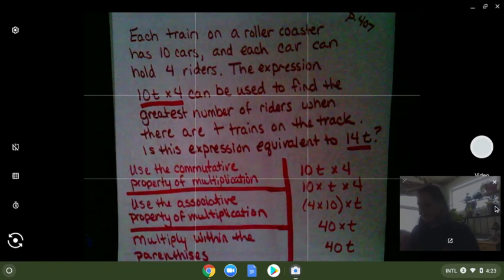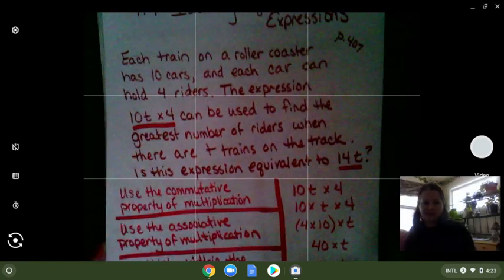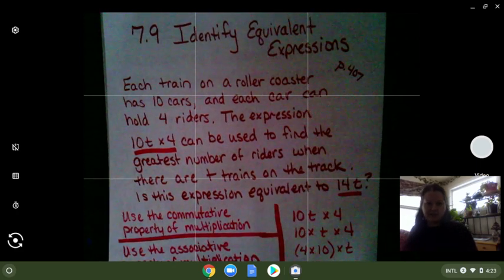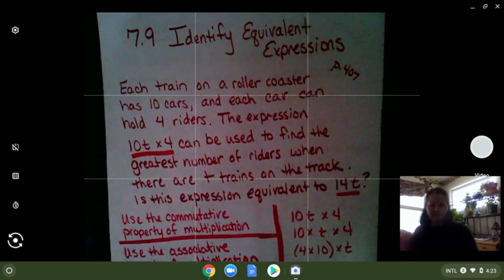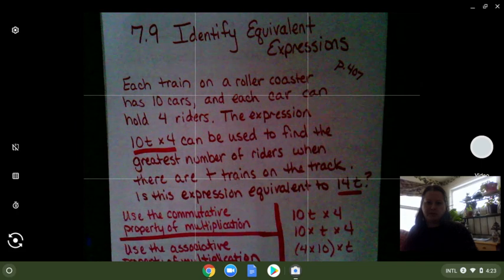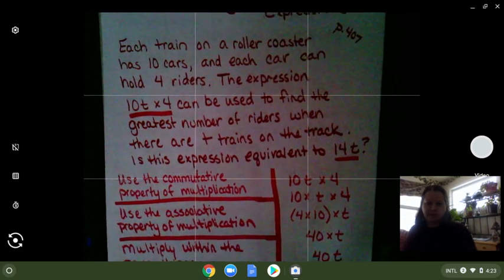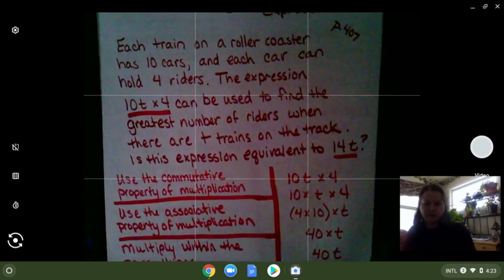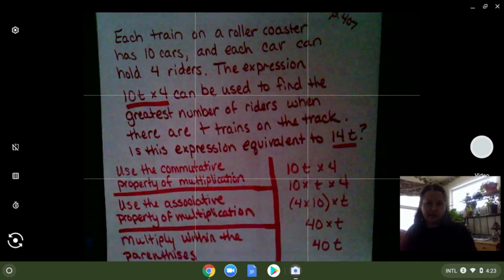Okay, this is the continuation of lesson 7.9. We're going to identify equivalent expressions. These are on page 407. You don't have to write it down. It is there for you. I wrote it down so you could read it better on here.